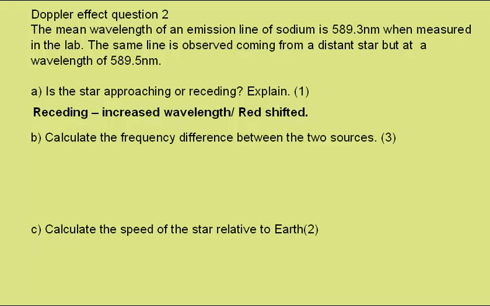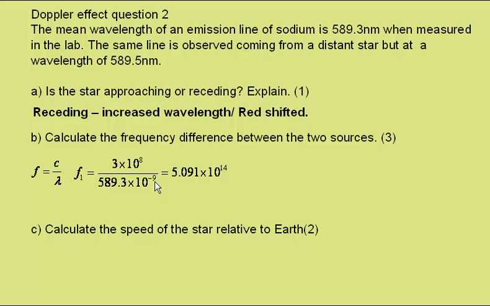Part B, calculate the frequency difference between the two sources, for 3 marks. Well, the datasheet tells us that wave speed equals frequency times wavelength, and we can rearrange this to give frequency is equal to wave speed divided by wavelength. For frequency 1, for the wavelength in the lab, the speed of light is 3 times 10 to the 8 meters per second, also given on the datasheet, and the wavelength was 589.3 nanometers, being 10 to the minus 9.